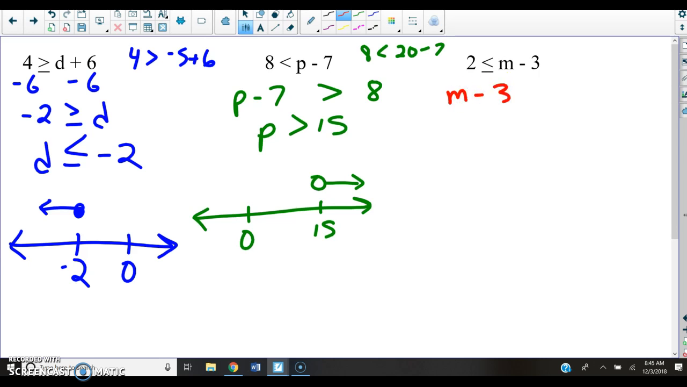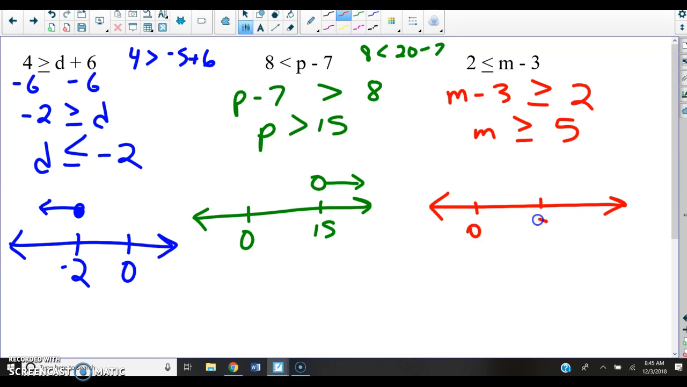m minus 3 is greater than or equal to 2. Again, I'm pointing it at the same number. It's still pointing at the 2. So now when I add 3 to both sides, my m is greater than or equal to 5. And we can check it. If we put 6 in, 2 is less than 6 minus 3. Right? Again, take 2 steps to do that.